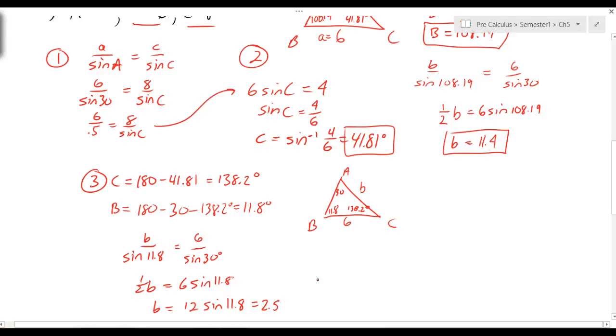Which gives us our second solution. So there are two possible triangles that fit the description that was given. We have our original solution, which I stated above, and then we have our new solution in which angle B is 11.8 degrees, side B is 2.5 units, and angle C is 138.2 degrees. Okay, so two different outcomes given the same description.